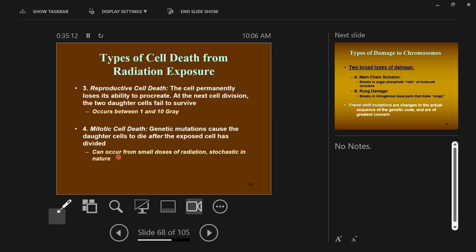So to recap that, you have instant death from very, very high levels of exposure. You have interphase death from moderate levels of exposure. And then you have reproductive or mitotic death from medium to lower levels of exposure. Mitotic death can occur from small doses of radiation. Here's a word you're going to need to get very familiar with and make friends with. The word is stochastic. Let me circle it with a pen.